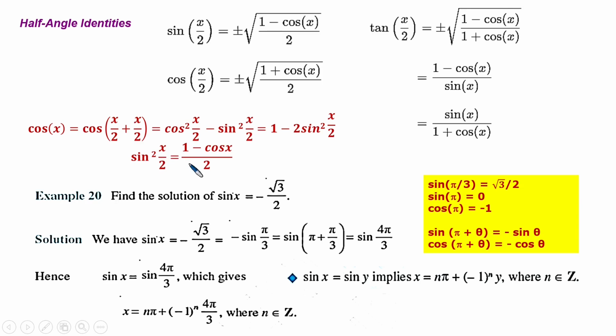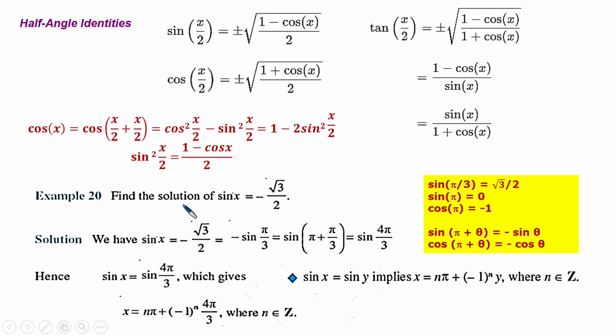Now I take square root on both the sides, so this becomes sin of x by 2 equal to plus or minus square root of (1 minus cos x) by 2. So you get it. Similarly you do for the rest also. These are not very difficult. If you understand, this is the main trick: you break x into x by 2 plus x by 2. Similarly for the rest also you can do it.